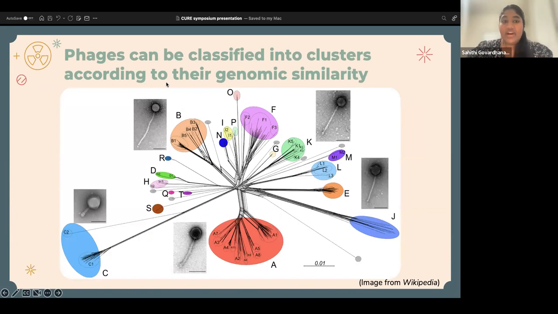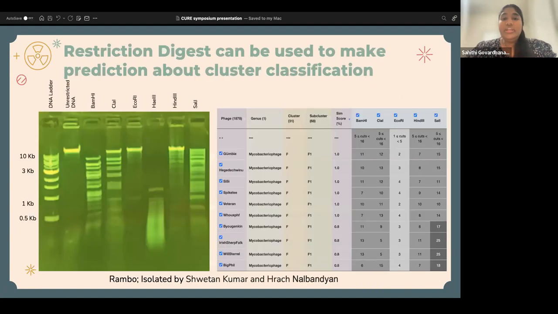Phages can also be classified into clusters, which is based on their genomic similarity. Two phages in the same cluster have around 50% genomic similarity, and clusters can further be divided into subclusters, and two phages in the same subcluster have around 70% genomic similarity. And you can make predictions about what cluster your phage belongs to with an experiment called restriction digest.